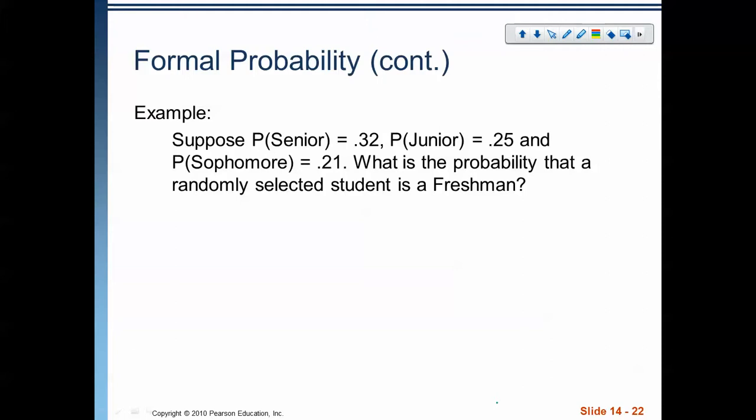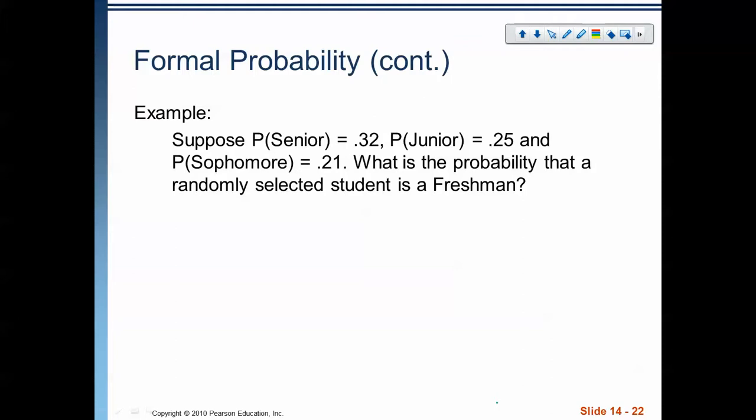Suppose P of senior is 0.32, P of junior is 0.25, and P of sophomore is 0.21. What is the probability the randomly selected student is a freshman? So notice we don't have the information about a freshman up there. So we've got to look at the information given and frame this in the appropriate way.